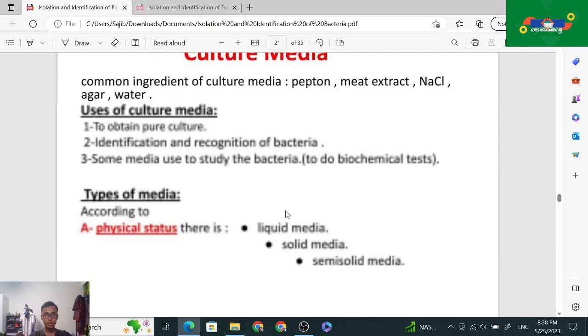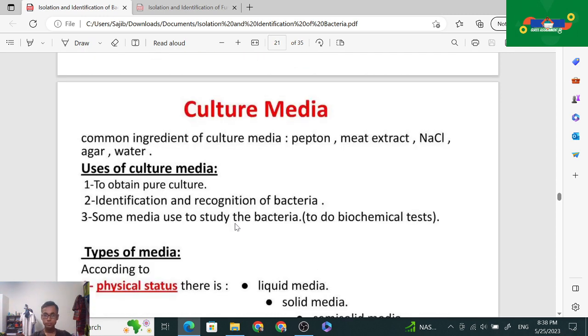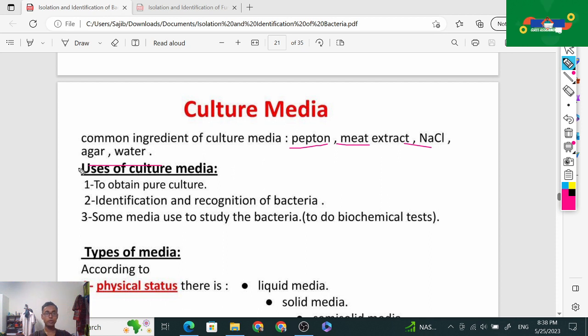Then culture media. Common ingredients of the culture media are peptone, meat extract, NaCl, agar and water. So the uses of culture media are to obtain the pure culture, identifying and recognizing bacteria, and some media are used to study the bacteria in bacteriological tests.